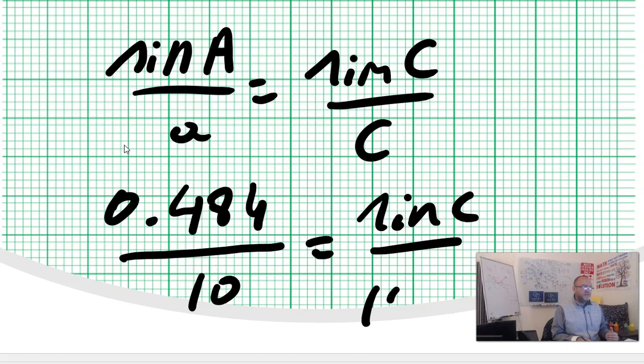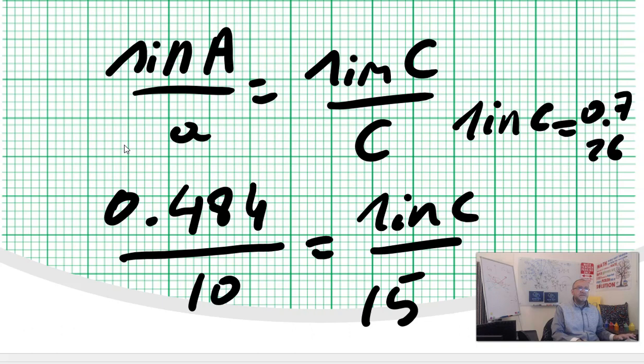Perfect. It should be under 1, and then they can find sine C, this last angle. Sine C equals 0.726. So again, they use the scientific calculator to calculate the arc sine, the inverse, to find the angle. They find an angle in radians, convert it to degrees, and get that C equals 46.55.